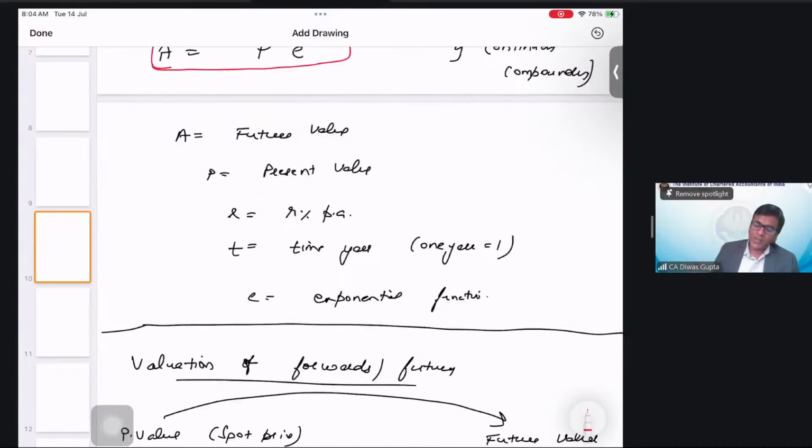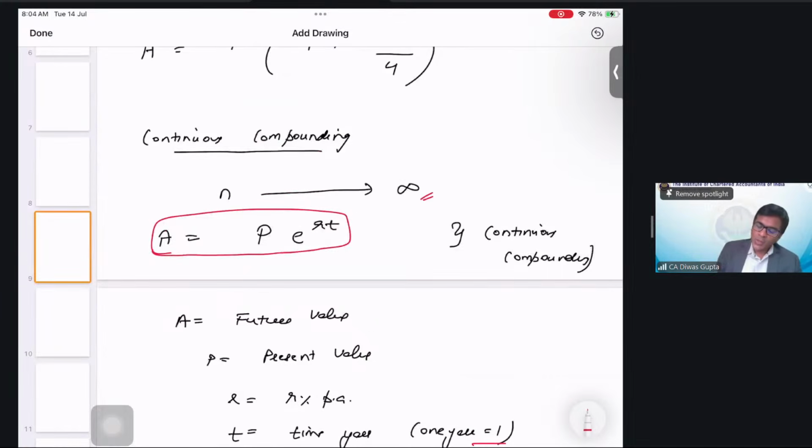So A is the future value, P is the present value, r is the percentage per annum, t is time in years, which is 1 year, and e is the exponential function, right? So if we talk about continuous compounding, we always need to apply this formula: A is equal to P into e raised to the power rt.